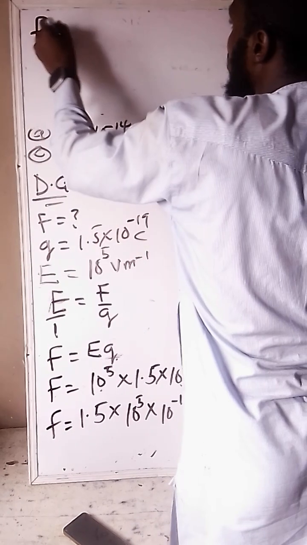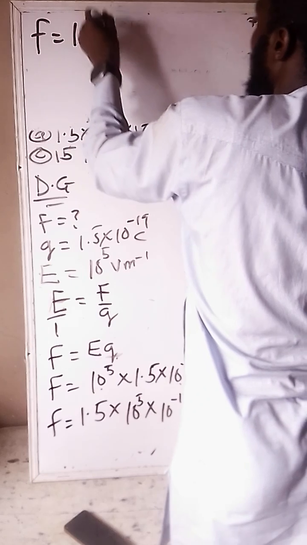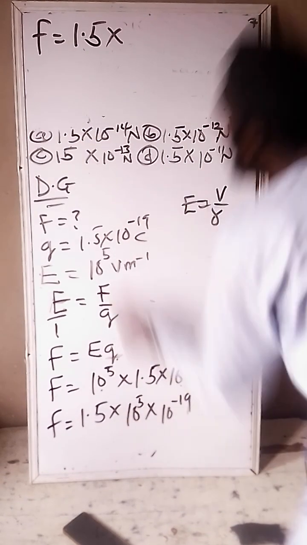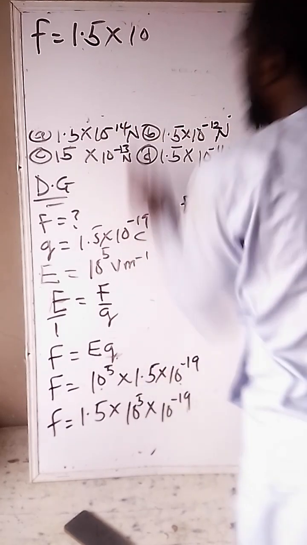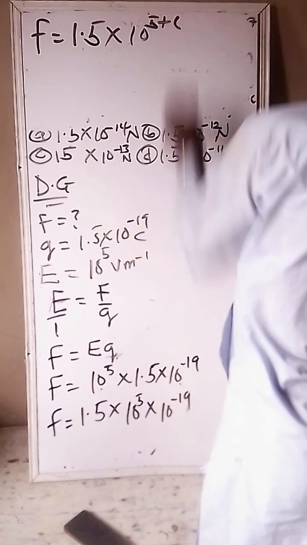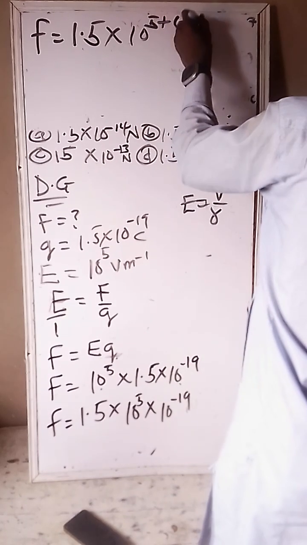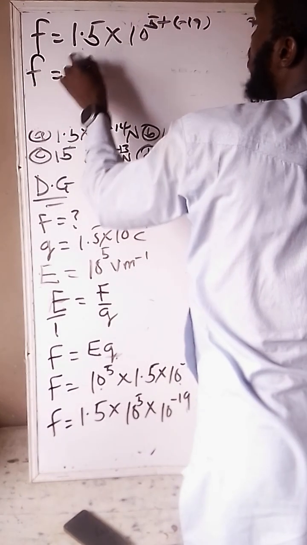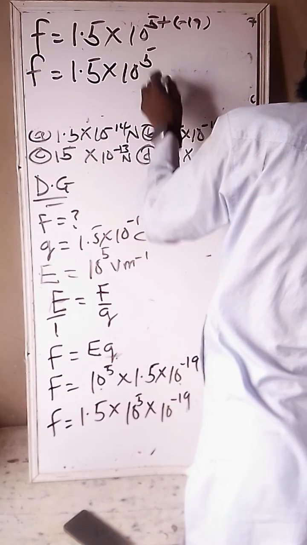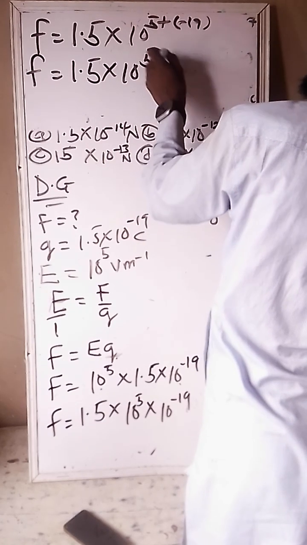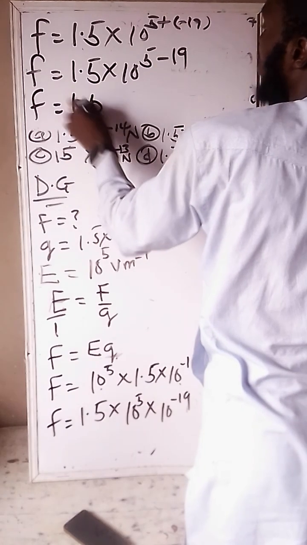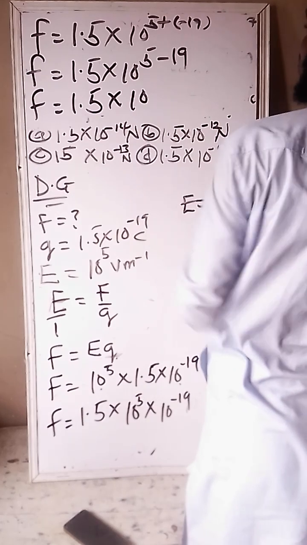So the next thing to do here is that F equals 1.5. Let's do some indices approach here. This is the same base. Pick 10. What are we having? 5 here. What is the sign? The sign will change from times to plus. Open a bracket. What is the sign here? Minus 19. Then F will be what? 1.5 times 10 raised to power what? 5, plus times minus will give you what? Minus. Then we have 19. Now, what follows? 1.5 times 10 raised to power 5 minus 19 will give us what?